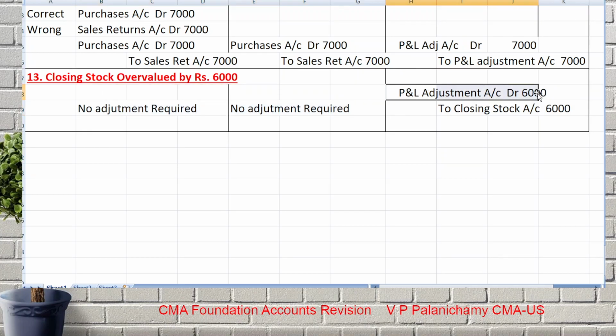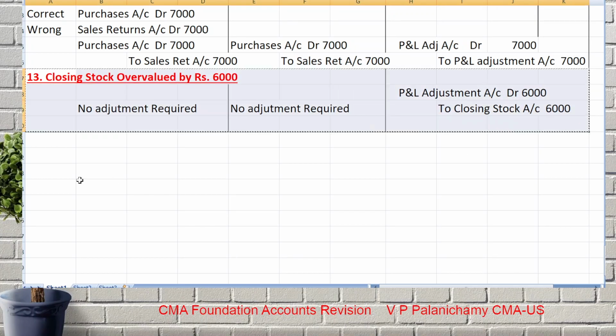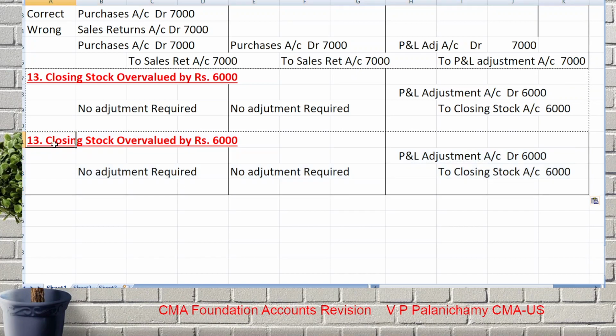After final accounts, now we'll adjust which account? P&L adjustment account. P&L adjustment account. Next.